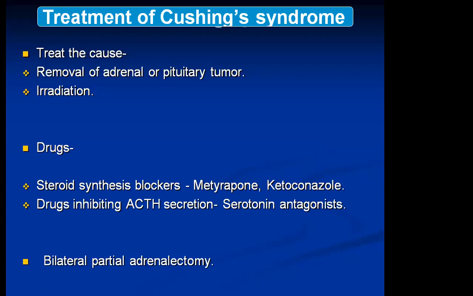Now, in severe cases where the adrenal tumor is present on both the glands, then you have to take a call. In certain conditions, you have to use a surgical intervention like bilateral partial adrenalectomy. That means some part of the adrenal gland on both the sides has to be removed. So, this is the basic line of treatment of Cushing syndrome.